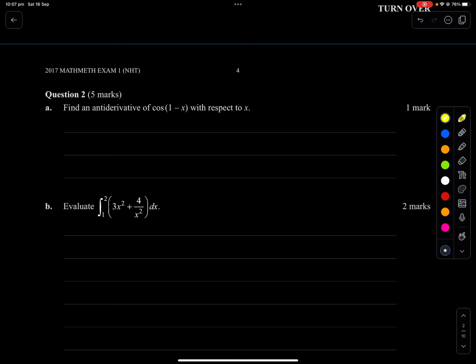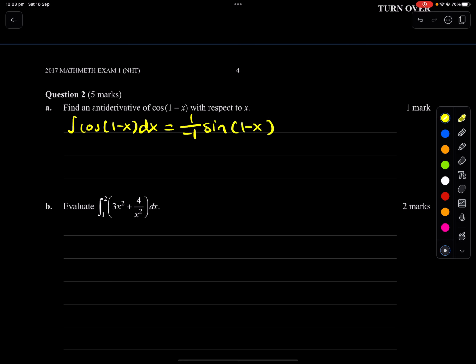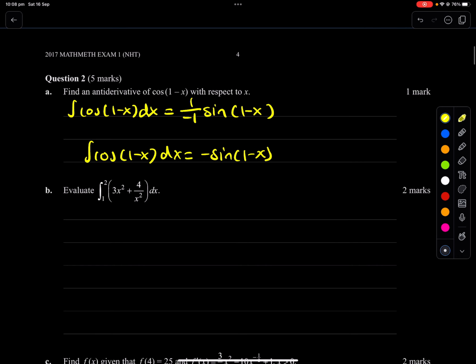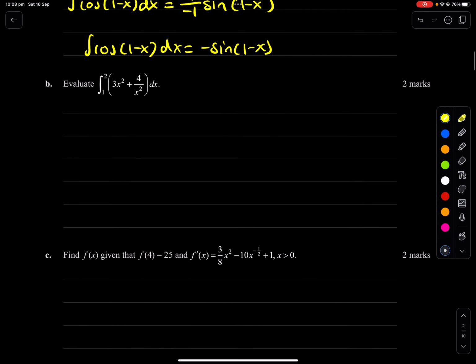Find the antiderivative of this. So the antiderivative of cos(1 minus x) dx is what? Well, okay, 1 over the derivative of the inside, which is negative 1. So the antiderivative of cos(1 minus x) dx is negative sin(1 minus x). Have I made any mistake here? Yep, looks good.